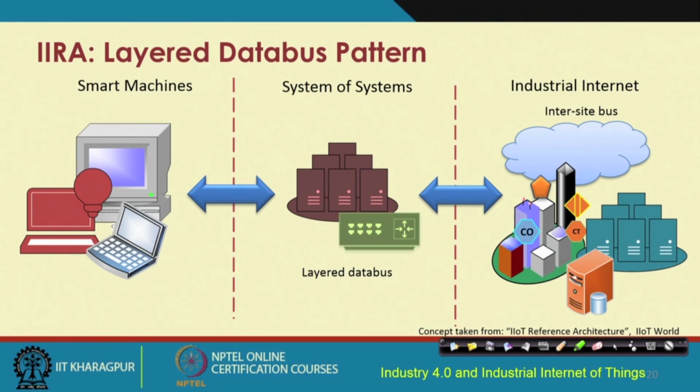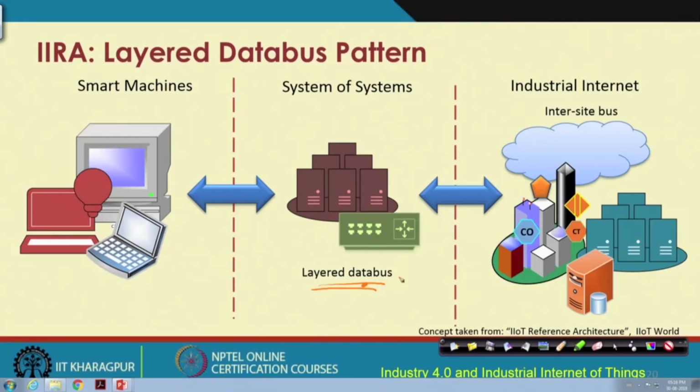So, here we have three different tiers. We have the smart machines, then we have system of systems and the industrial internet. So, a system of systems is basically a complex system consisting of different subsystems working together, executing lot of complex algorithms, generating lot of data, to be handled and processed to get lot of insights about what is going on down underneath. So, this is what is done by the layered databus layer. This is the layered databus.